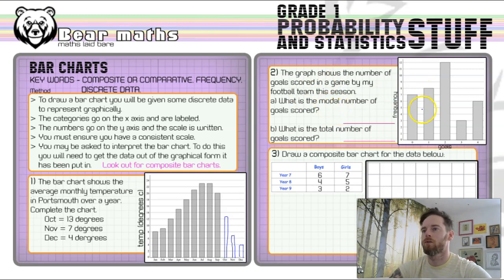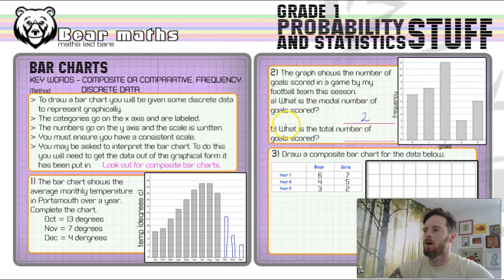So if you look through the bar chart, there's one that stands out above all the others. You can see this is the biggest bar by a way, and that's the 2 goals one. That means that in 12 games my team scored 2 goals. 12 times my team scored 2 goals in a season, so that's going to be the number 2.